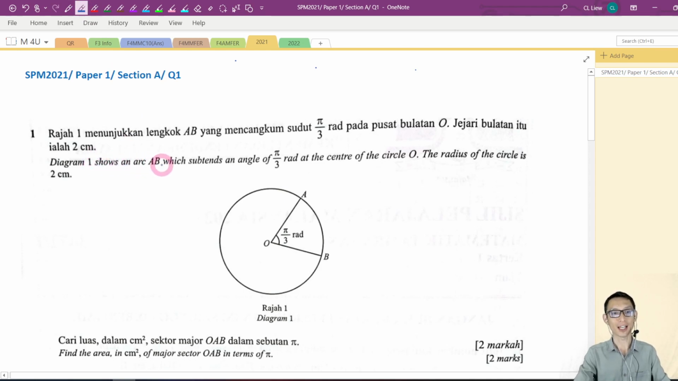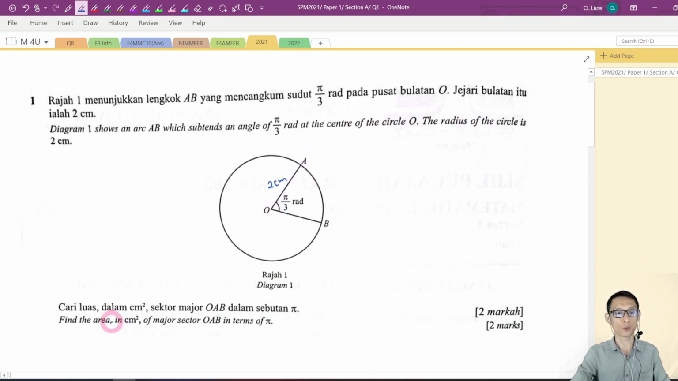Diagram 1 shows an arc AB which subtends an angle of pi over 3 radian at the center of circle O. The radius of the circle is 2 cm. We want to find the area in square centimeters of major sector OAB in terms of pi. Okay, so the minor sector is over here. If we want to find the area of the minor sector, we will be using this angle. But now the question is asking about the area of the major sector, which is over here.